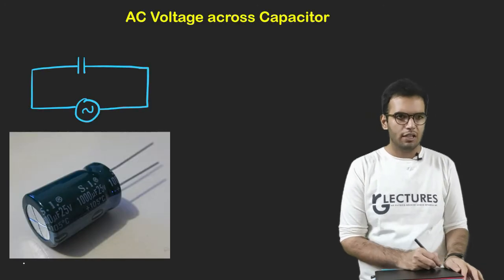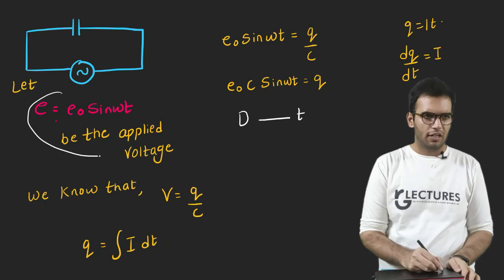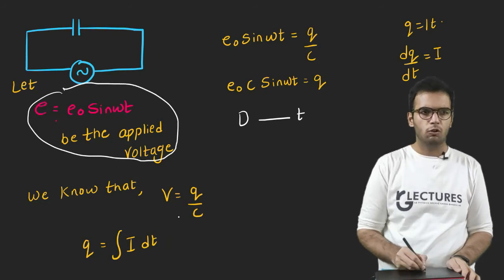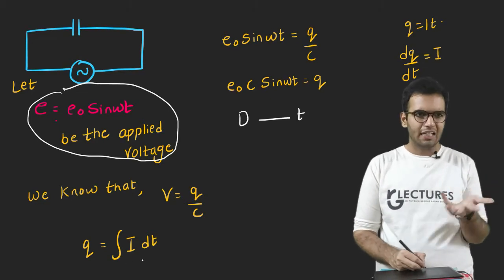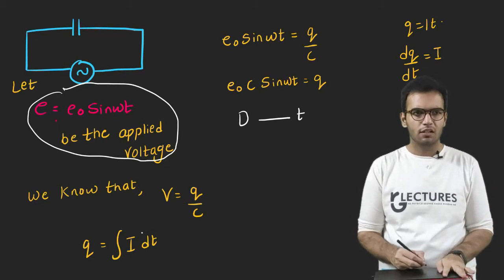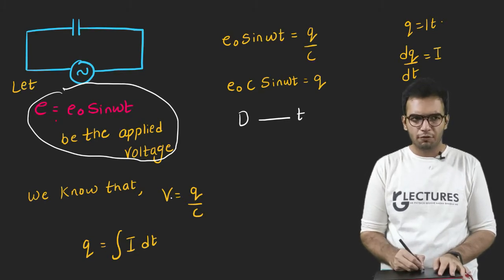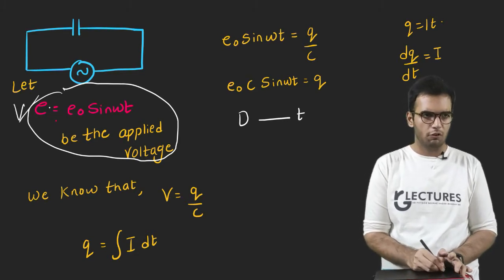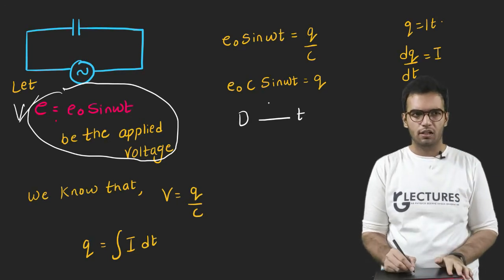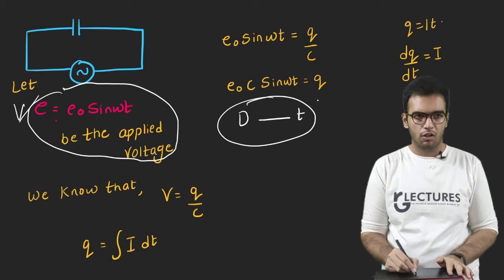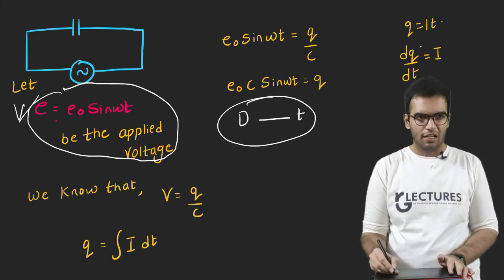Okay, so let's study the other circuit, AC voltage across a capacitor. Again, let us apply this voltage. We know that V is Q by C. Q is equal to the integration of I dt, right? I can write this, and simply instead of V I can write the whole term, because V is equal to that. Let's differentiate this term. By differentiating this term, what will I get? dq by dt, and that is only I.